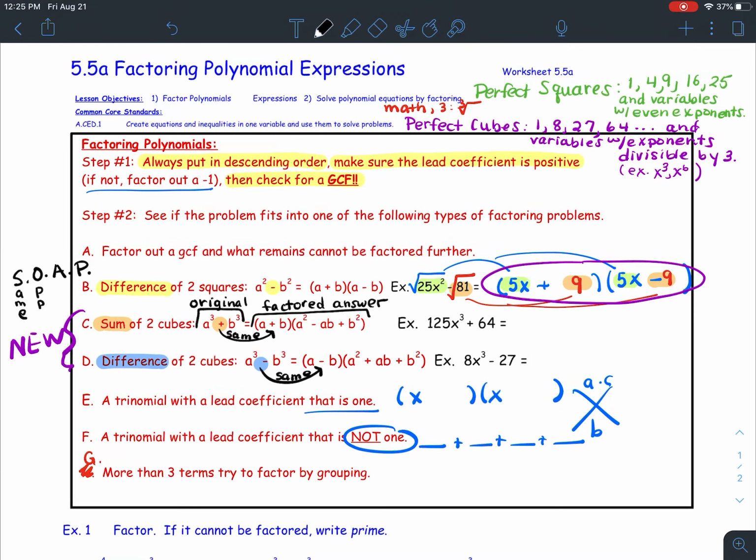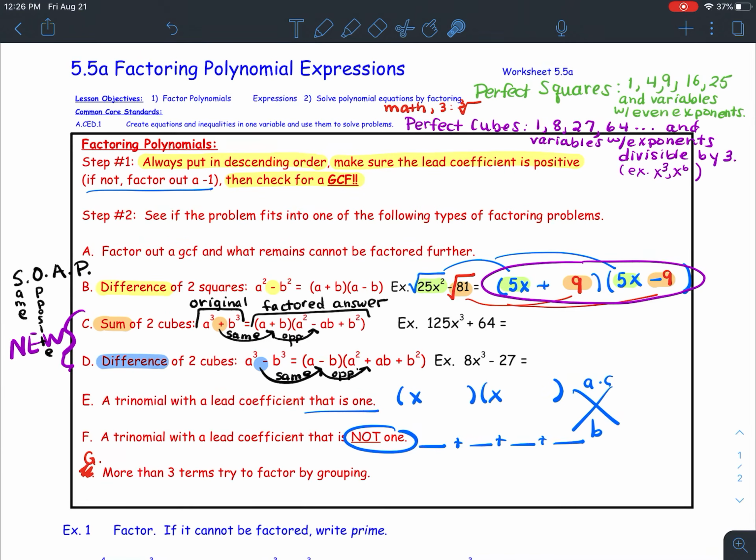It should be subtraction. Okay, the O in SOAP stands for opposite. So once you've put that initial sign in the middle of your binomial, the next sign that goes in between the first and second term in your trinomial is simply the opposite sign that you started with. So if you started with addition here, then this is going to be subtraction. If you started with subtraction, then the next sign in between the first and second term will be addition.